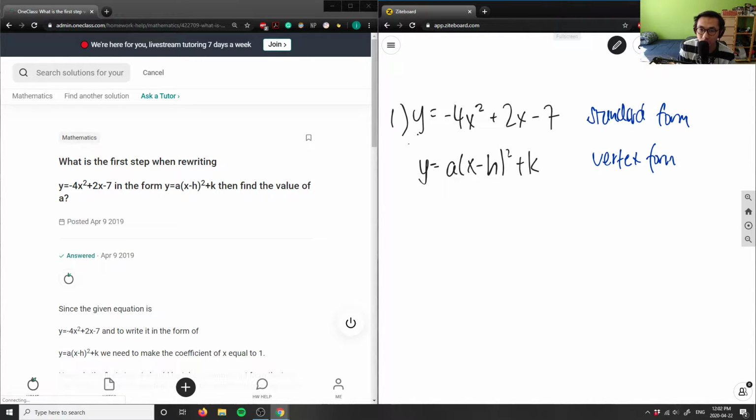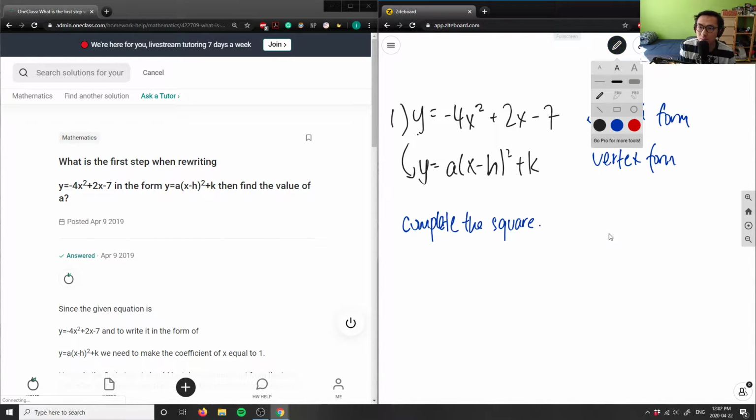So in order for us to go from here to here, we have to do something called completing the square. So we complete the square. And how do we do that? Well, I'll show you. So let's complete the square for this question.